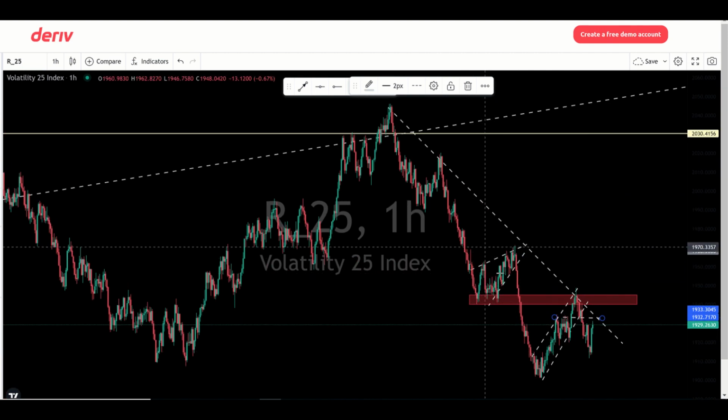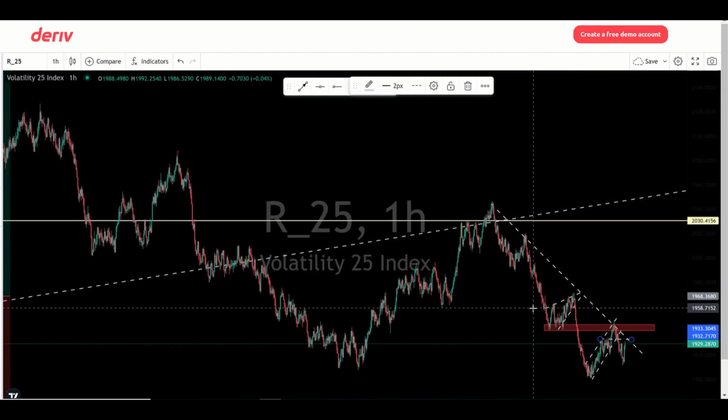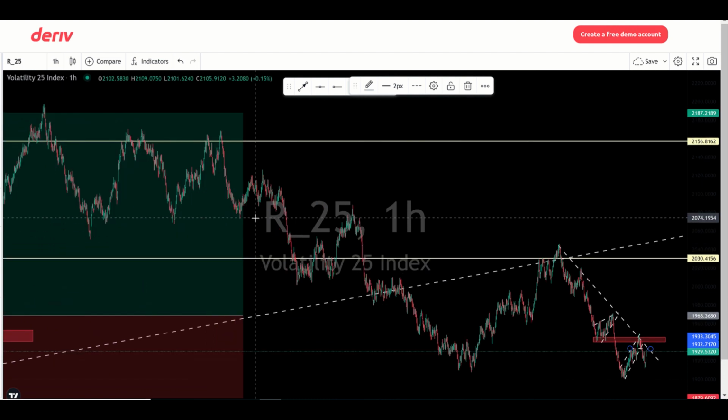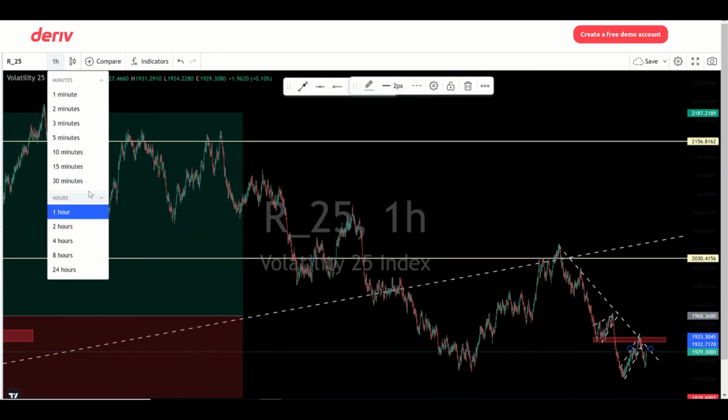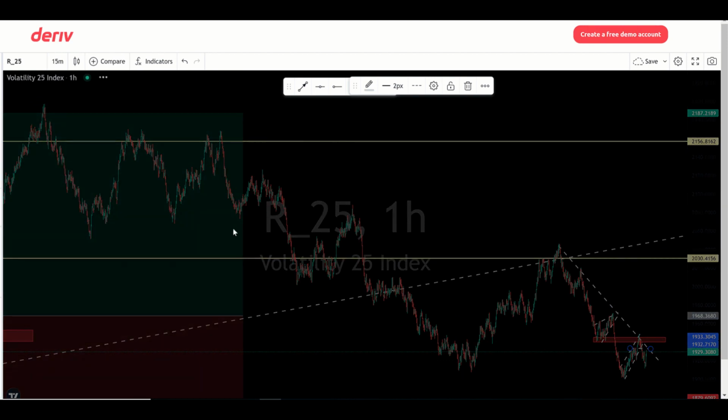This was the confirmation this market is going to crash, and that's for VIX 25. So let's go down to our smaller time frame, like the 15-minute, where we'll be taking our trade and we'll be looking for more sales to the downside.